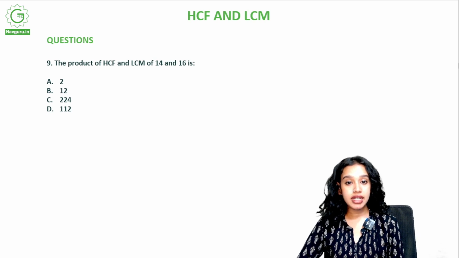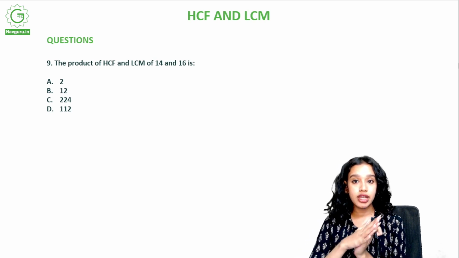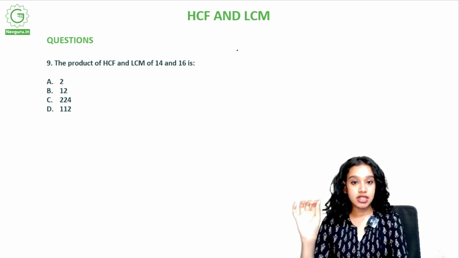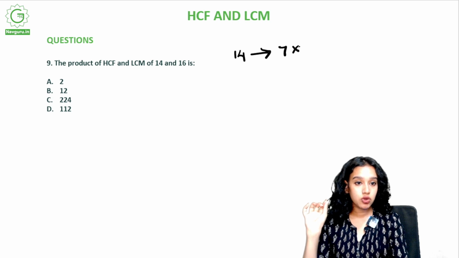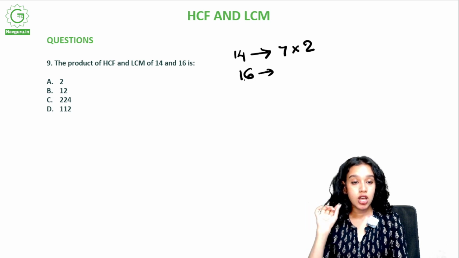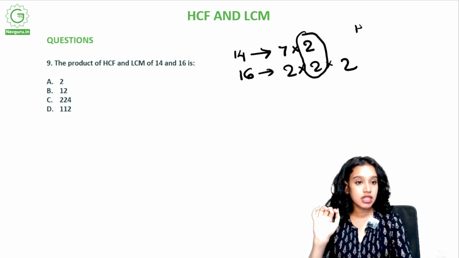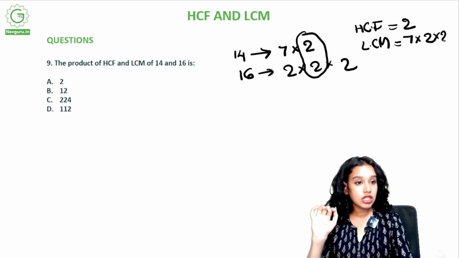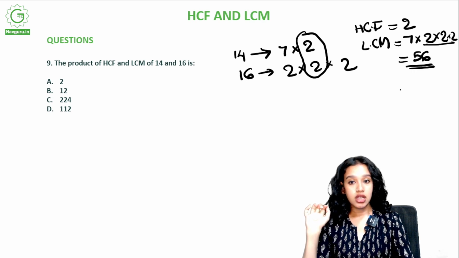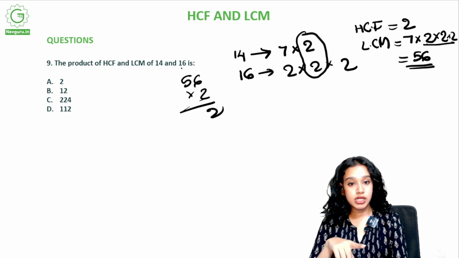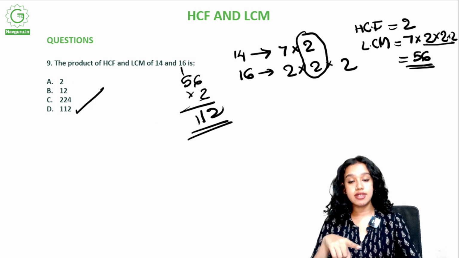Now, the product of HCF and LCM of 14 and 16 is. So we have to find both HCF and LCM of 14 and 16 and then find the product of it. So first, let's factorize both of these numbers. 14 could be written as 7 into 2 and 16 could be written as 8 into 2 or 2 cube, which is 2 into 2 into 2. So 2 here is the highest common factor. HCF is equal to 2. Now what is LCM? LCM is equal to 7 into 2 into 2 into 2. 2 cube is 8 and 8 into 7 is 56. Now the product of HCF and LCM. So we have to find 56 into 2, which gives us 112. So 112 is the answer for this question.